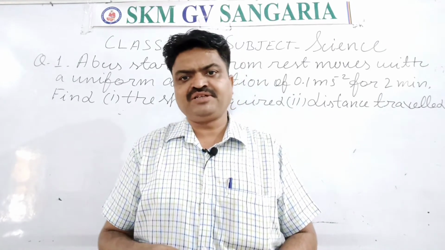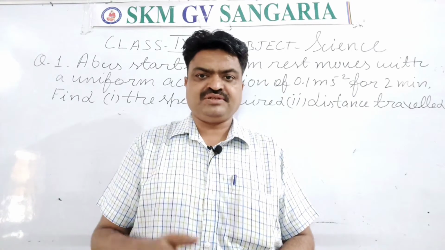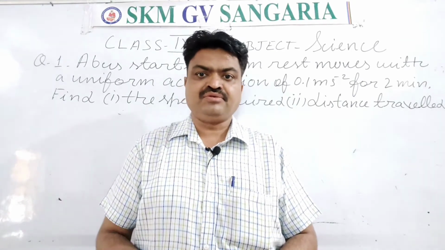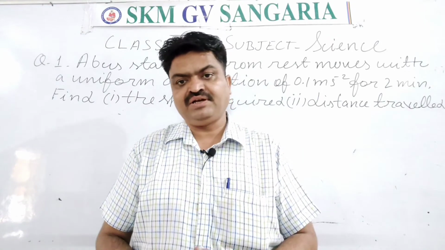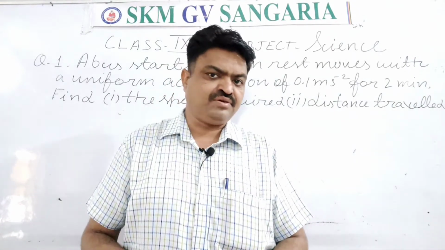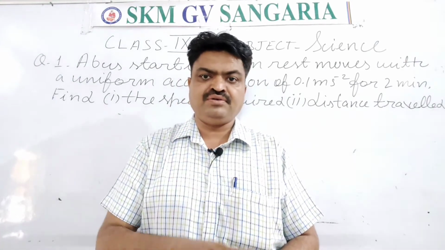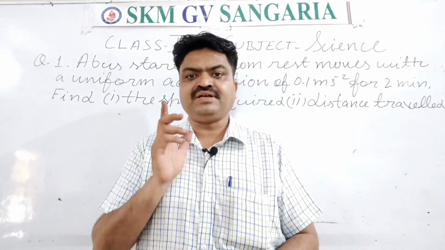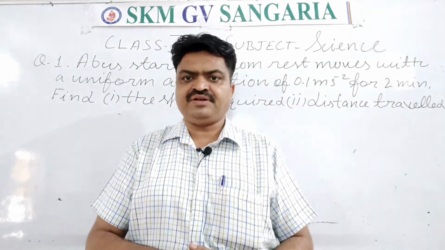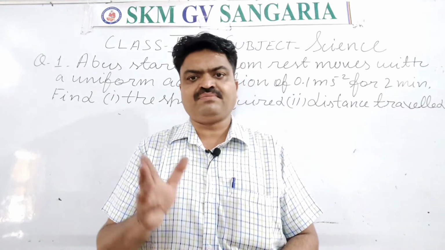In our previous segment, students, we discussed the equations of motion, and how we derive those equations with the help of graphical representation. So we know that there are three equations of motion. First is V is equal to U plus AT. Second is S is equal to UT plus half AT square. Third is 2AS is equal to V square minus U square.